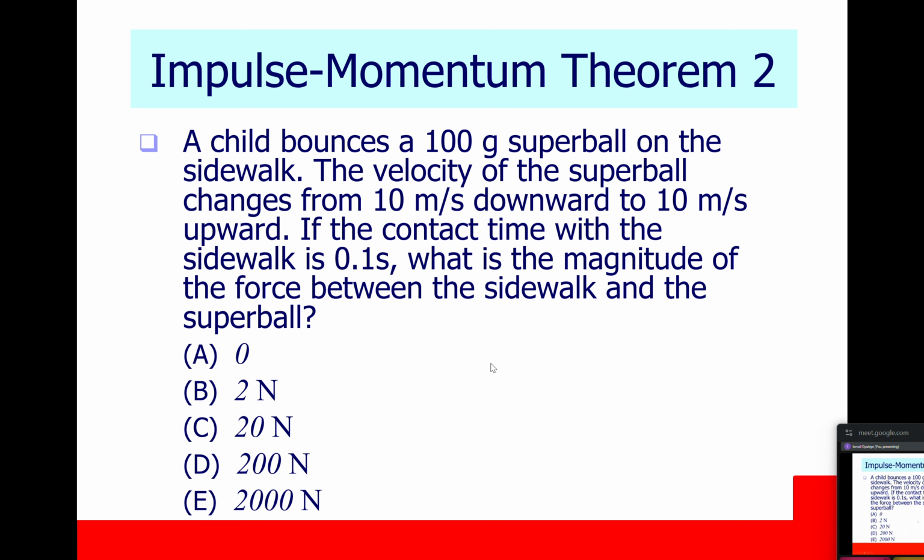All right. So this is also a question as well, still the impulse momentum theory, the relationship that we just finished using earlier. A child bounces a 100 gram super ball on the sidewalk. If the velocity of the super ball changes from 10 meters per second downward to 10 meters per second upward, and the contact time with the sidewalk is 0.1 second, what is the magnitude of the force between the sidewalk and the super ball?